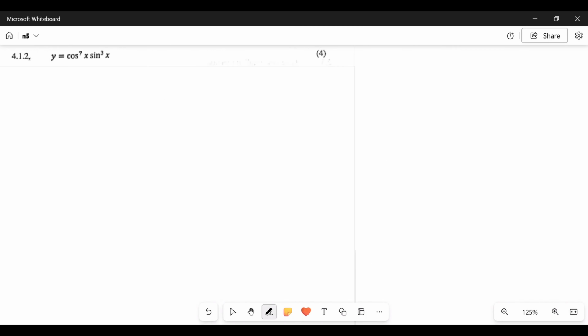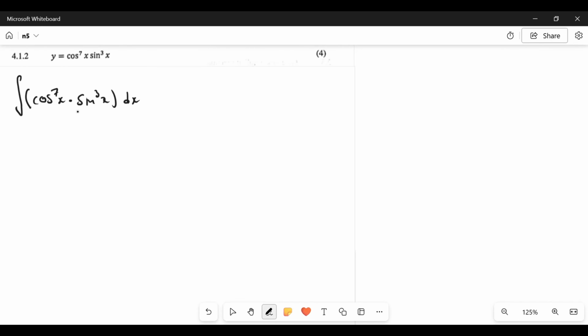4.1.2. So people, here is our 4.1.2. This question wants us to integrate y is equal to cos to the power of 7x multiplied by sine to the power of 3x. So we need to rewrite this. Let's do it. We have to include the sigma there, and then let's put this inside the bracket. Obviously, we have cos to the power of 7x multiplied by sine to the power of 3x multiplied by dx.